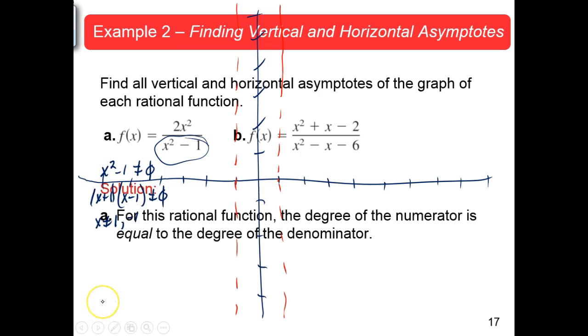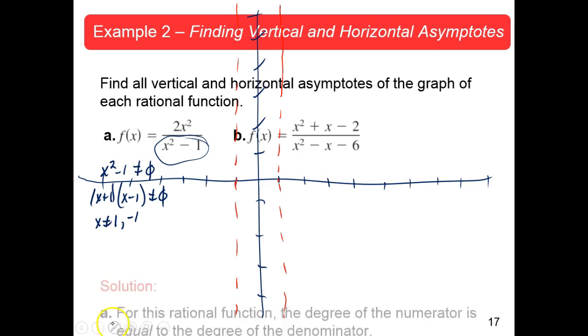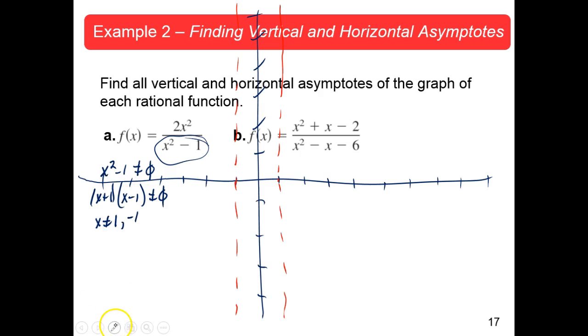Well, my pen is not cooperating. Yuck! Okay. So this is the vertical asymptote.